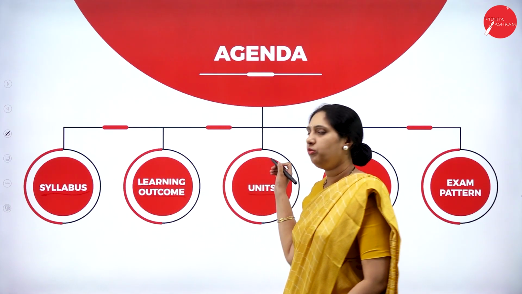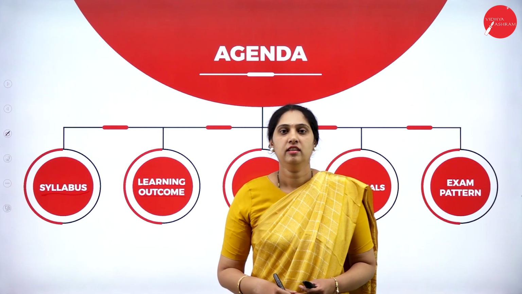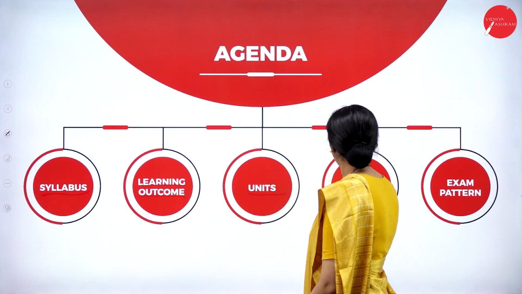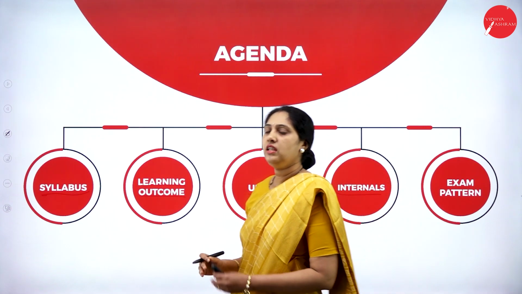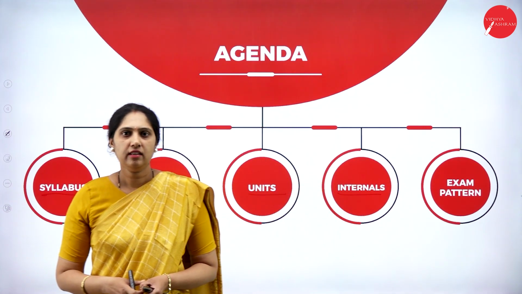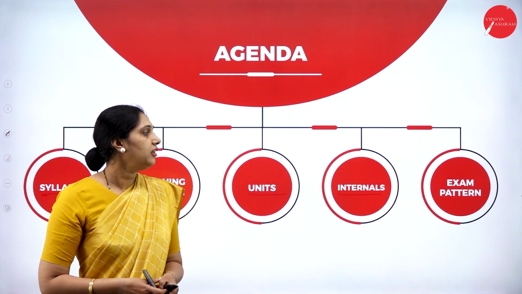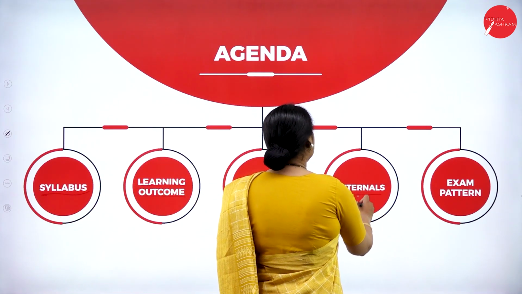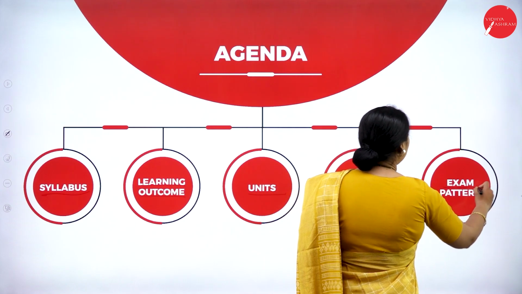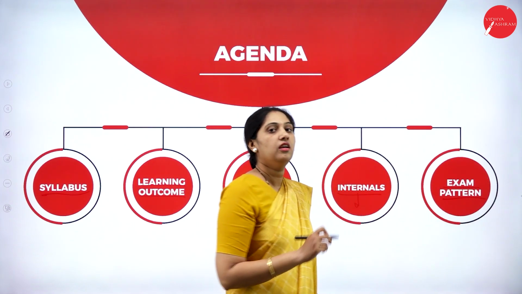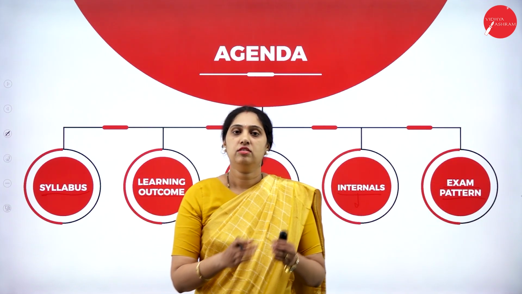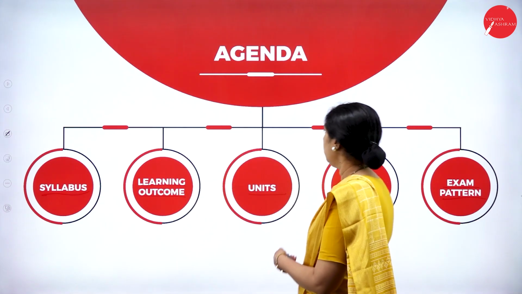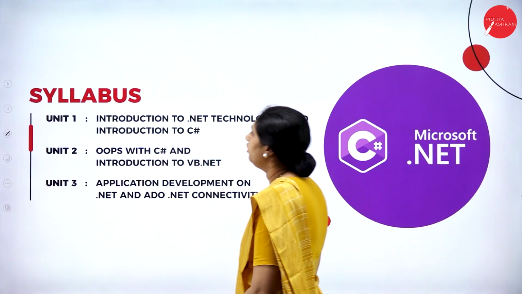Then the units: how many units are there? Is it 3 or more than 3? We'll come across it. Next is the internals. After you know how many internals there are, what is the exam pattern and what marks are allocated, it's all in the internal section. In the exam pattern, we'll come across the marks allocated. Part A, Part B will be there, and what the marks are. Okay. In the next slide, we'll come to the units.